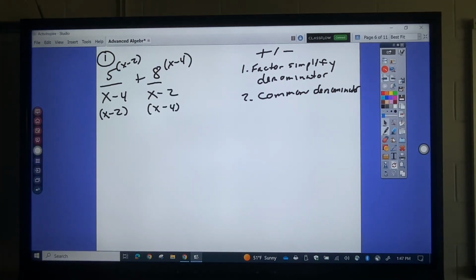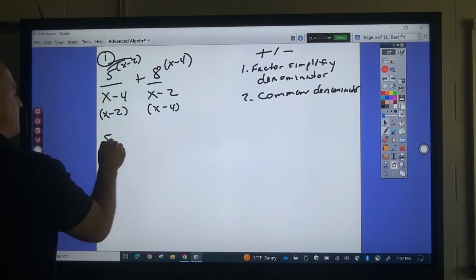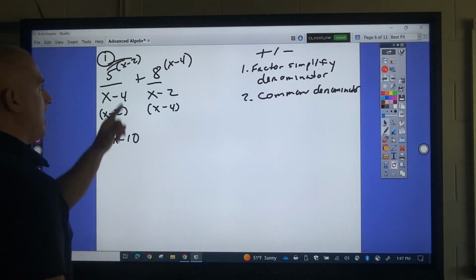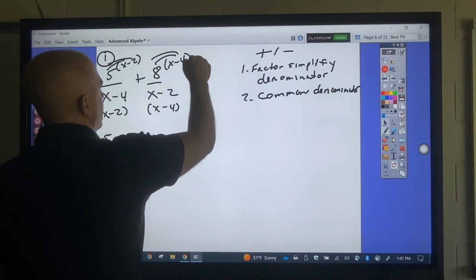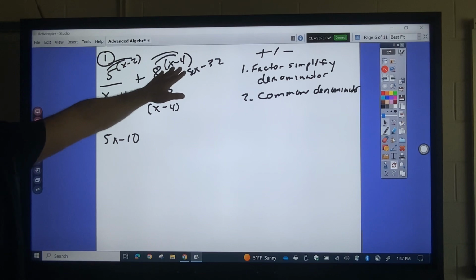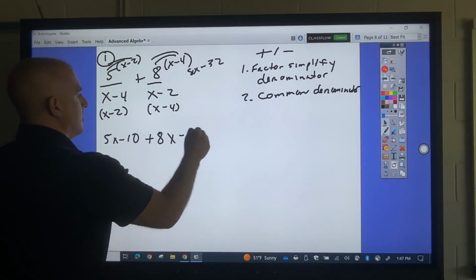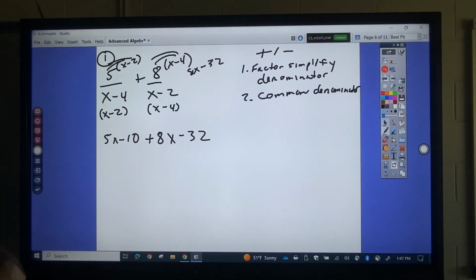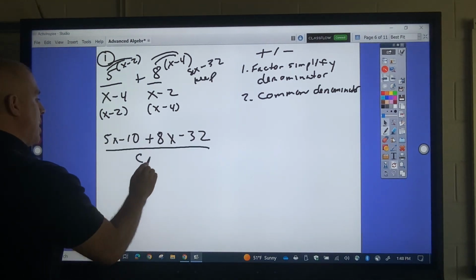Okay? Now, what you want to do is multiply, okay? That's going to be 5x minus 10. I want to multiply. 8 times x is 8x, okay? 8 times negative 4 is negative 32. Now, if it is plus, I keep these exact signs, okay? If it is minus, I am going to change these, okay? This is all over my common denominator.